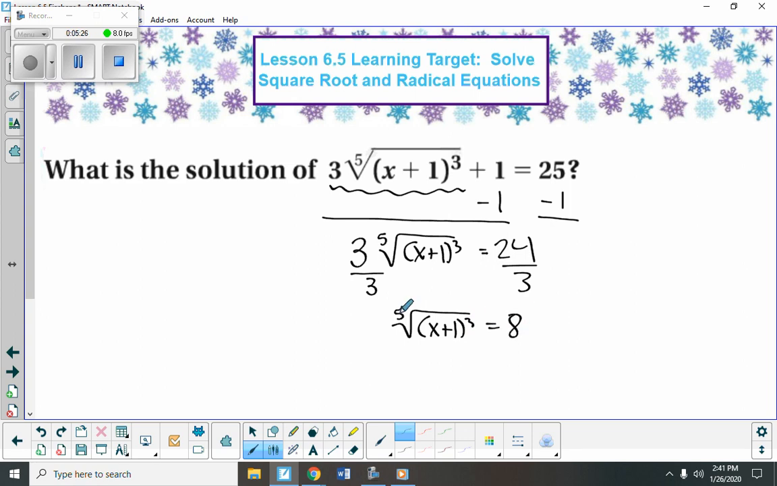And now this is a fifth root. The opposite of taking the fifth root is raising to the fifth power, and you have to do the same to both sides. So then we have x plus 1 quantity cubed equals 8 to the fifth power, which is a very big number. It is 8 to the fifth is 32,768.